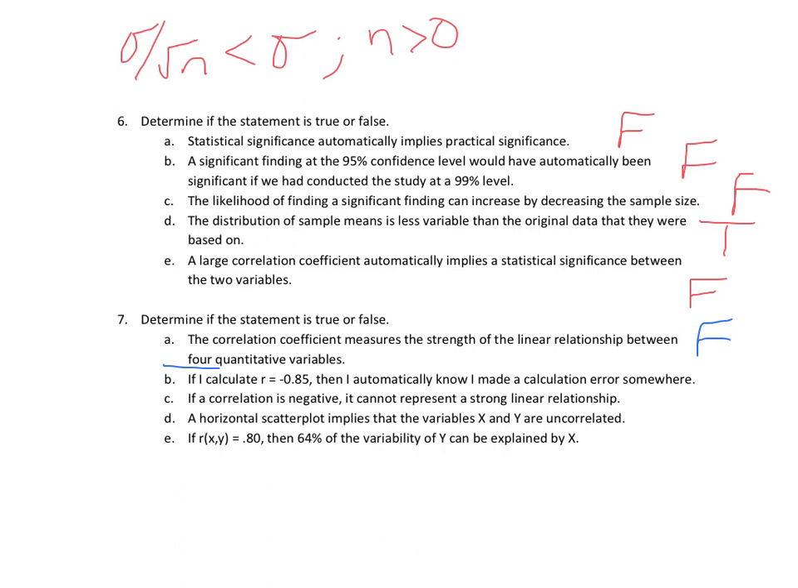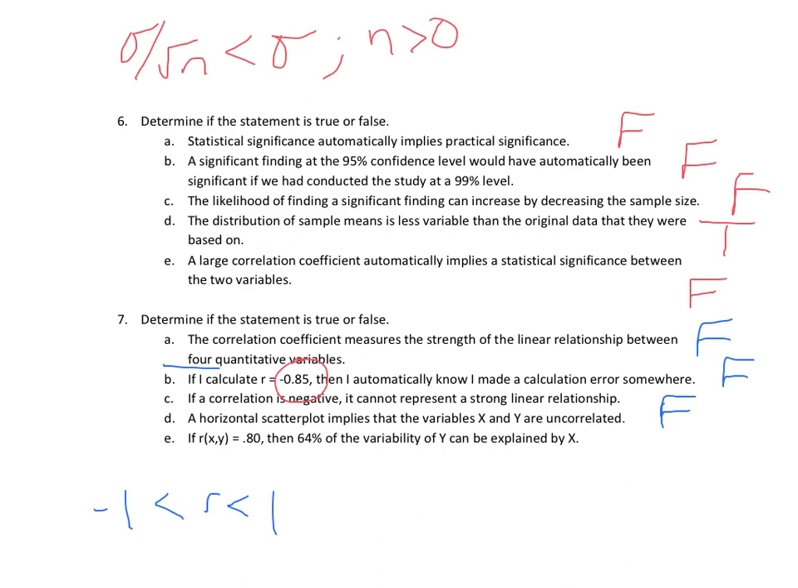If I calculate r equals negative 0.85, then I automatically know I made a calculation error somewhere? No. 0.85 is a valid value for r, because r can range from negative 1 to positive 1. So negative 0.85 may represent a strong negative linear relationship. If a correlation is negative, I cannot represent a strong linear relationship. That's false. I just showed you a negative correlation that had a strong relationship. 0.85 is one. So just because it's negative does not mean it can't be a strong relationship.